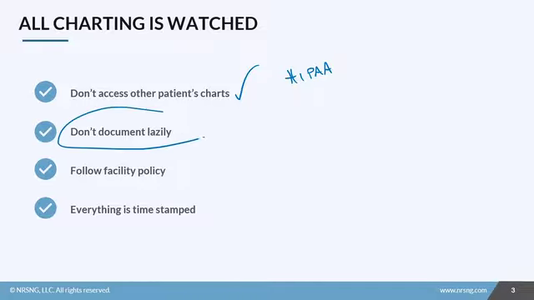Also, make sure that you're not documenting lazily or being sloppy. You don't cut corners, you use the right abbreviations. If you don't, you just get set up to be called out on it. Follow your facility policy, and then make sure that everything is timestamped. When I say timestamped, if you have paper charting and you write something in your nurse's narrative and you write the time, make sure that there's a time and maybe a place for your initials. It's all about covering your ass, or CYA as we like to say.